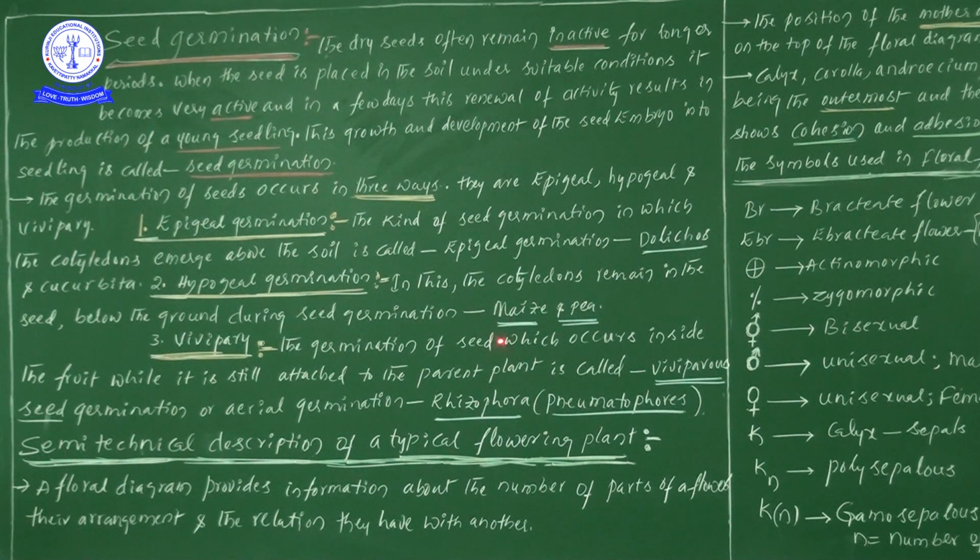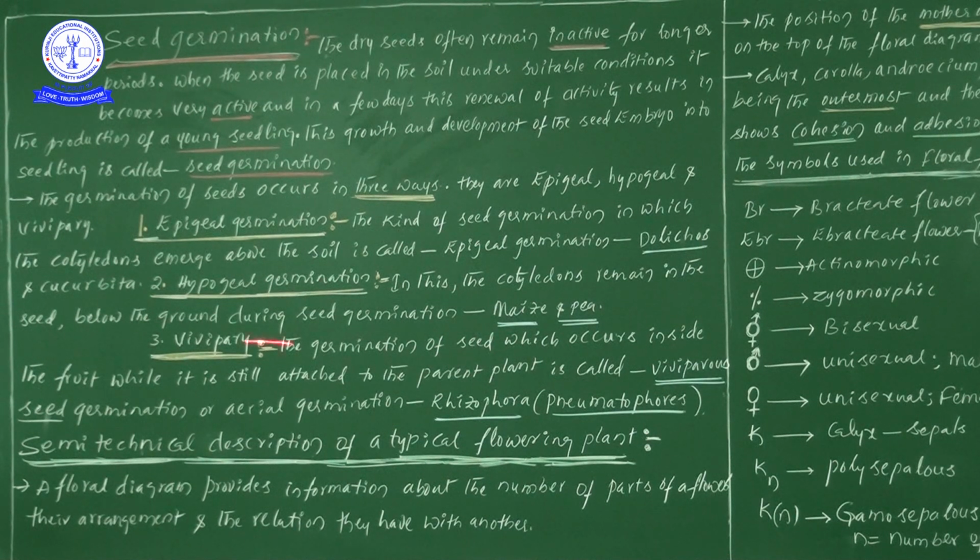The best examples where we can see this are maize and pea plants. Maize, we know very well; previously we have seen corn, popcorn, likewise we make it, that is maize seeds. And pea we know very well, Pisum sativum. Next, the third one is vivipary. In the viviparous condition, the germination of a seed occurs inside the fruit. The germination process takes place within the fruit only. Try to understand.